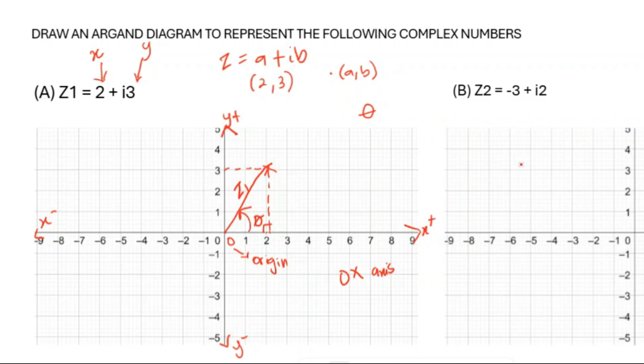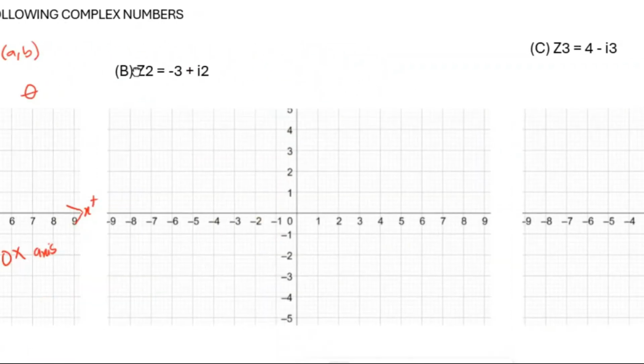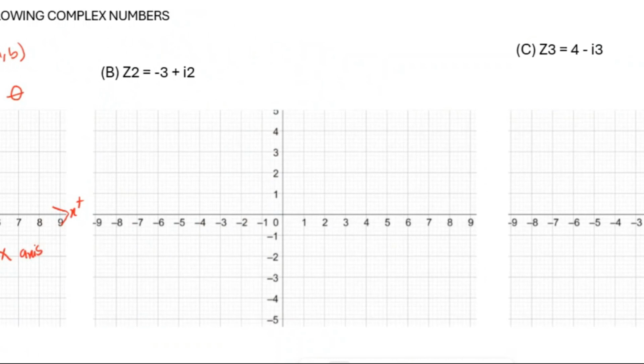So let's move to the second example that we have there, which is part b. Our z2 is equal to minus 3 plus 2i. Using the same approach, this is going to correspond to your x-axis, and this is going to correspond to your y-axis. So it means that the point you are looking for is in the form (-3, 2).